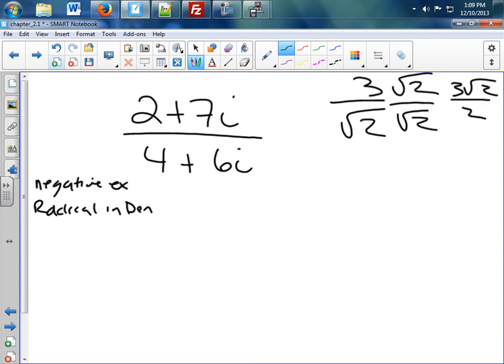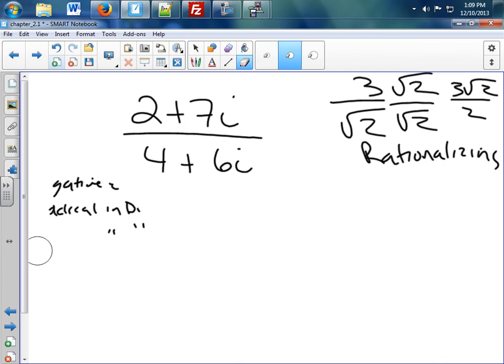You cannot have imaginary numbers in the denominator. Okay? This was called rationalizing the denominator. We're going to do realizing the denominator. We're going to make the bottom all real. So the question is, how does one get rid of an imaginary number that's in the bottom?